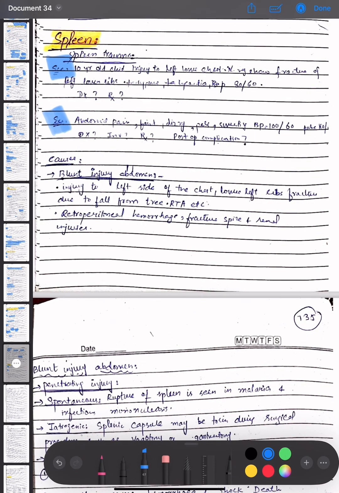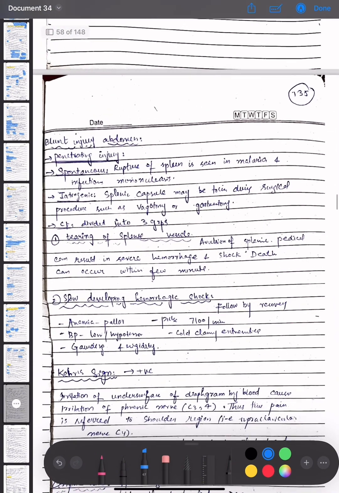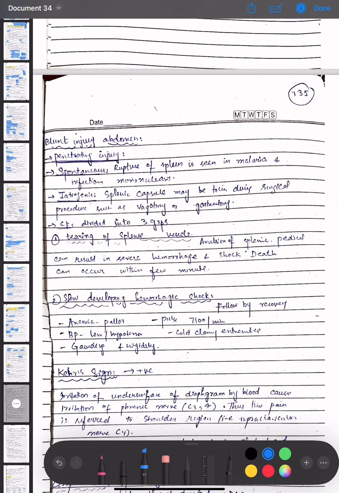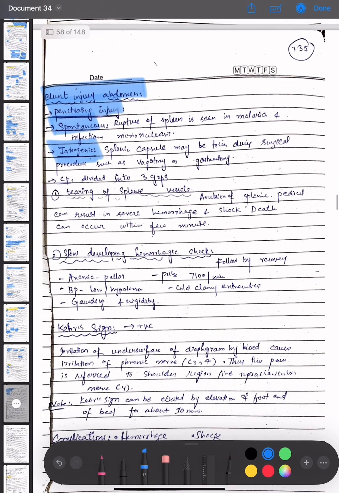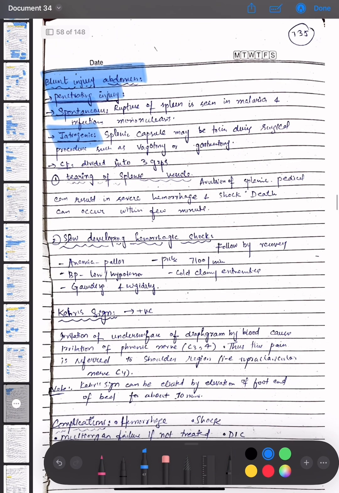The causes of spleen trauma are blunt injury abdomen, injury to the left side of the chest, lower left ribs fracture due to fall from tree or RTA, road traffic accident, retroperitoneal hemorrhage, fracture spine, and renal injuries. Now, blunt injury abdomen. Penetrating injury, spontaneous rupture of the spleen is seen in malaria and infections, mononucleosis. Iatrogenic spleen capsule may be torn during surgical procedures such as vagotomy or gastrectomy.